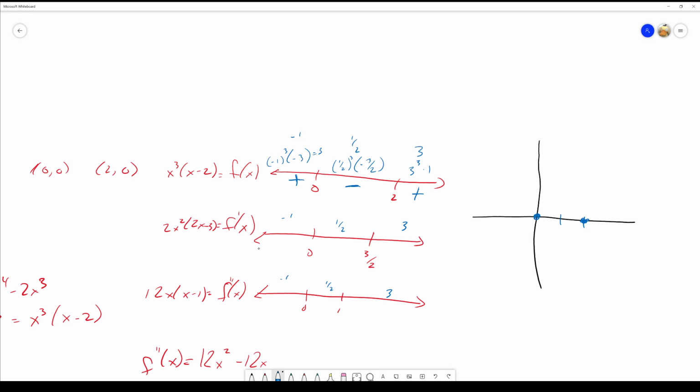If you plug negative 1 in, you get 2 times negative 1 squared times negative 2 minus 3. So negative 1 squared is going to be a positive number, but negative 2 minus 3 is negative 5, so this is going to be negative. That makes sense, because then it's going to be decreasing to 0. You plug in 1/2, you get 2 times 1/2 squared times 1 minus 3, which is still a negative number.